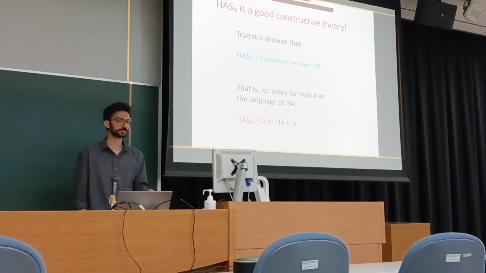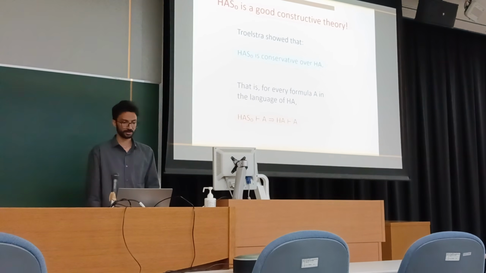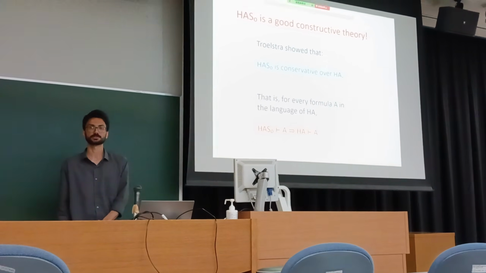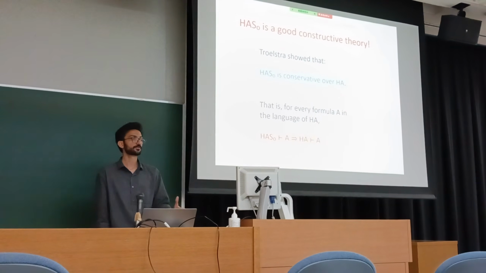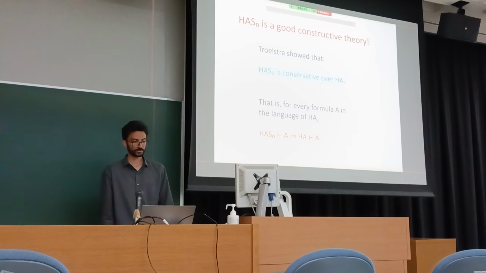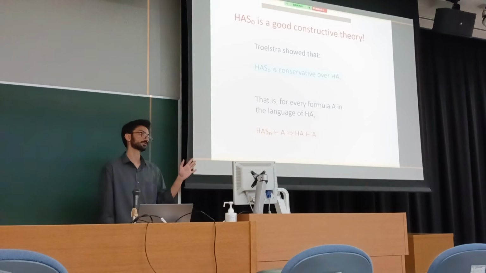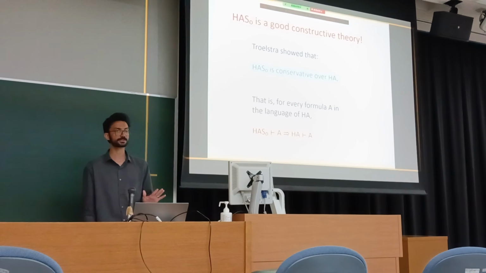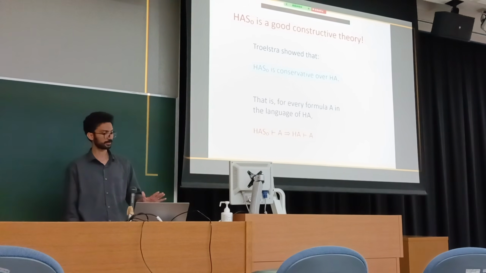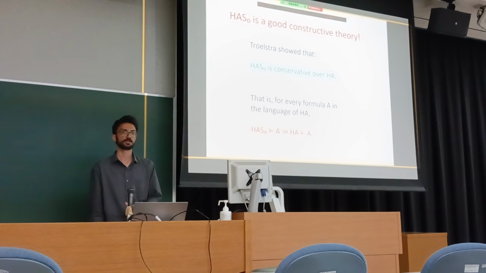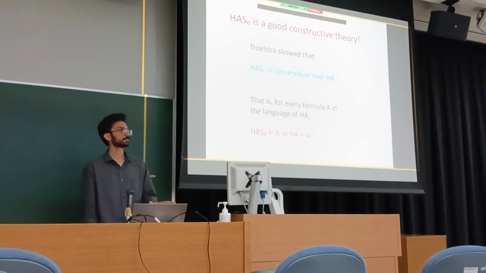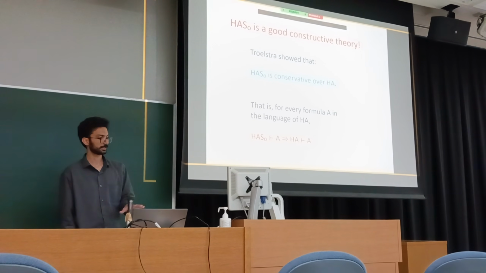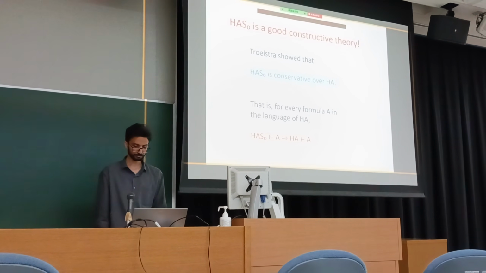And HAS0 is a good constructive theory because Troelstra showed that HAS0 is conservative over HA. That is, for every formula A in the language of HA, not in the language of HAS, in the language of HA, if HAS0 proves A, then HA also proves A. And this is a very good property for a constructive theory, to be conservative over Heyting arithmetic. And HAS0 is one of them.